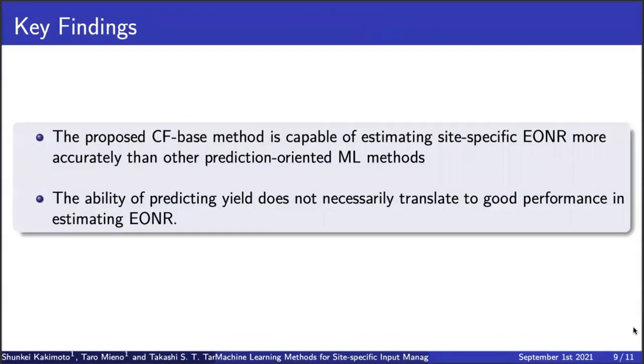In conclusion, through this study, we found that our proposed CF-based method is capable of estimating site-specific EONR more accurately than other prediction-oriented machine learning methods, and the ability of predicting yield does not necessarily translate to good performance in estimating EONR.